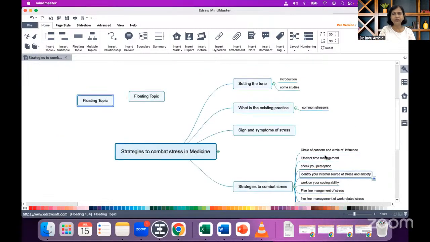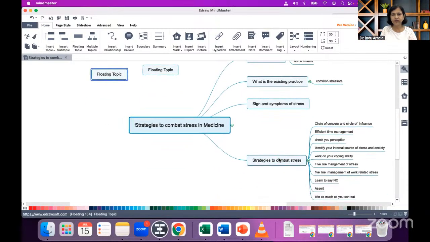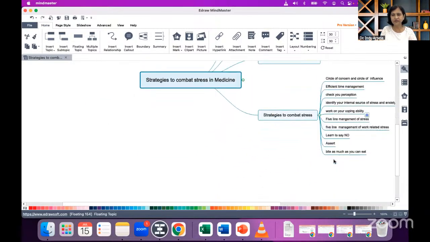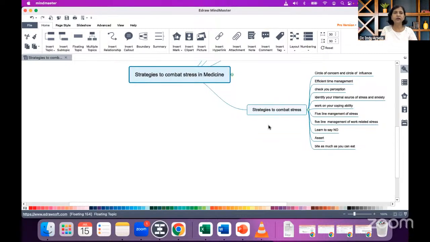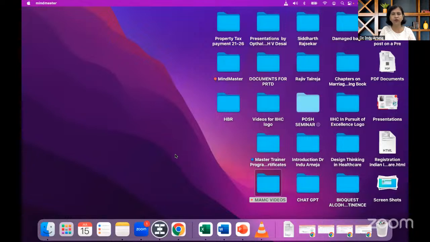This will be the beginning. I will set the tone like this. Then I will talk about what is the existing practice. Then what are the signs and symptoms of stress, and then the strategies to combat stress, and then other things. So this is how I normally create. It's more like a whiteboard that we have.